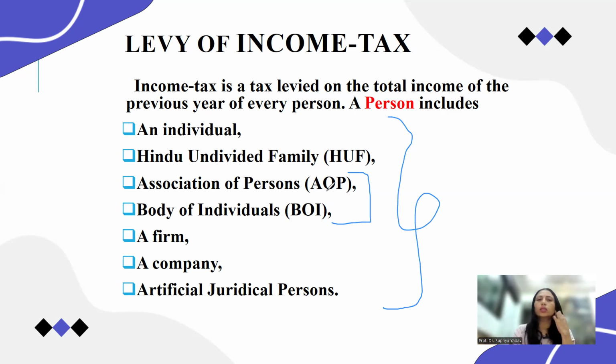So what is an example of this association of persons? We can understand with the help of this. One second, I will show you how we can explain these things.